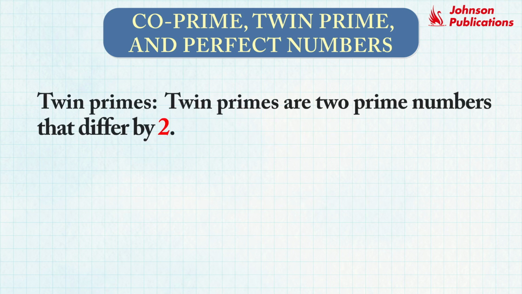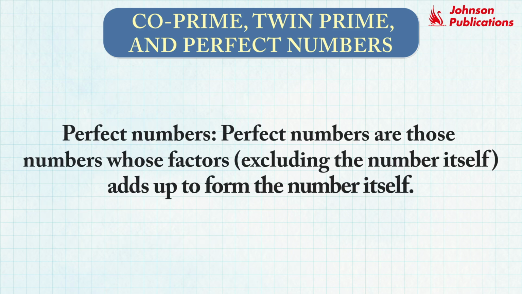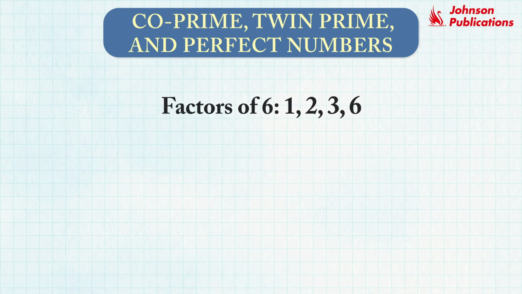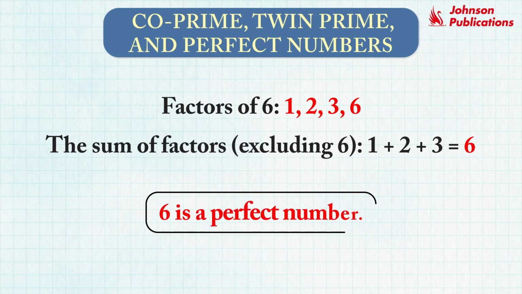Twin primes are two prime numbers that differ by 2. 11 and 13 are twin prime numbers as both are prime numbers and the difference between them is 2. Perfect numbers are those numbers whose factors, excluding the number itself, add up to form the number itself. For example, 6 has factors 1, 2, 3, and 6. The sum of factors, excluding the number itself, is 6. So, 6 is a perfect number.